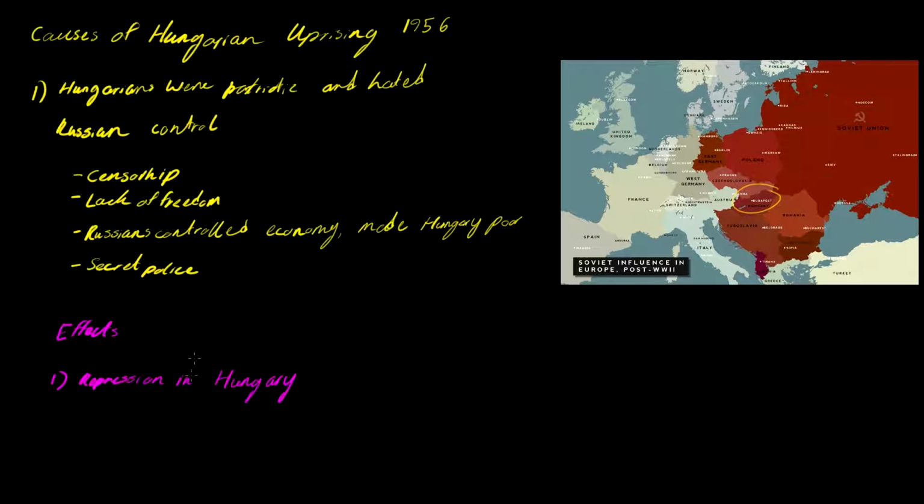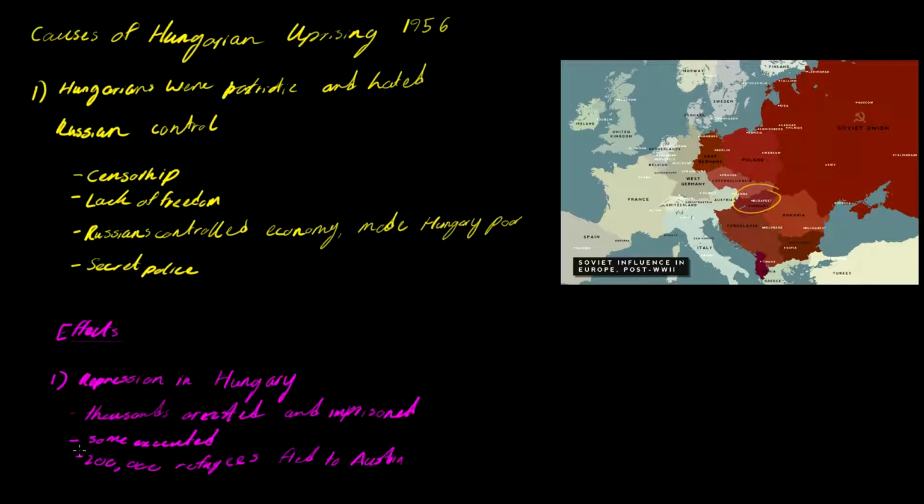We look at some effects of the Hungarian Revolution, or the Hungarian Uprising. We have repression in Hungary. Thousands of Hungarians were arrested and imprisoned. Some people were even executed. And 200,000 refugees fled to Austria. So as you can see, Austria is not part of Russian control. So they fled to Austria.